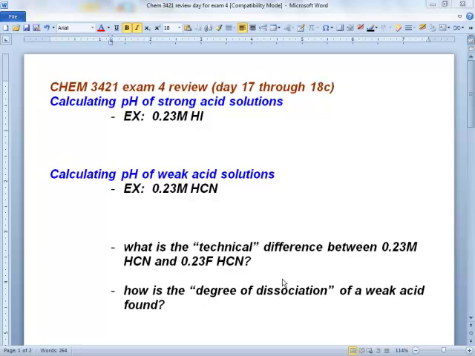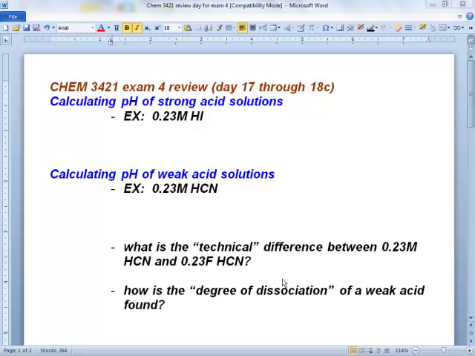One of the very first things is finding the pH of strong acid solutions, like 0.23 molar hydroiodic acid. How would you do that, Miranda? How would you get the pH of something like that? Yeah, just the negative log of 0.23. Hopefully there'll be a question like that, but I doubt there'll be too many.